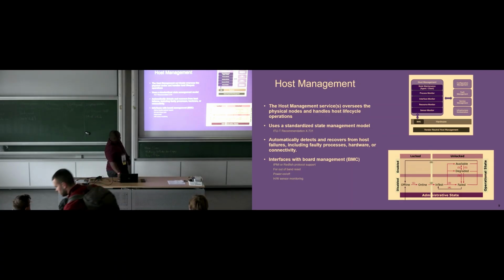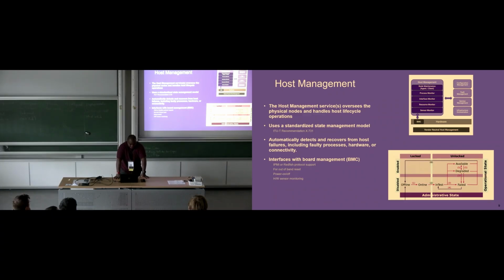Anything particular here? It's essentially host management. It manages the server, detects if there are issues on the server, sensors, power, whatnot, and talks to the BMC.